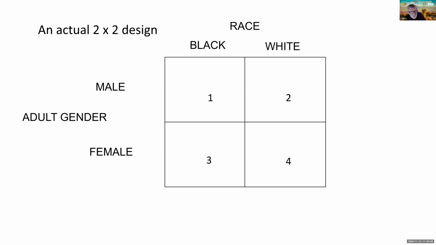This is a 2 by 2 where we have two conditions. We have adult gender and we have race. We have male and female, we have black and white. So we have four separate groups. This is a 2 by 2. That's why it's called a 2 by 2. We've got two main variables and two subvariables, right? Adult gender, male and female, race, black and white. This is a 2 by 2.